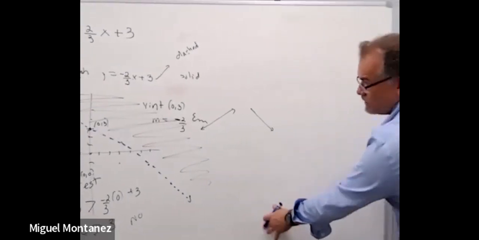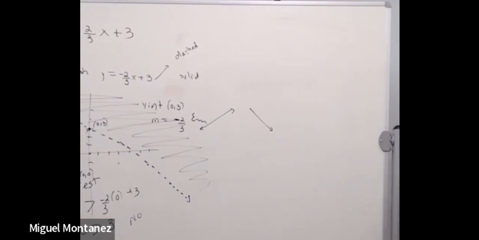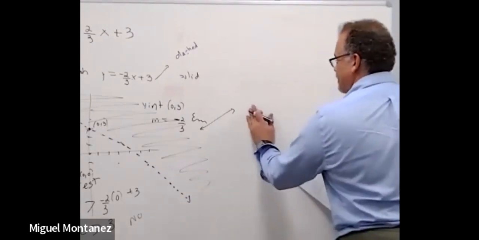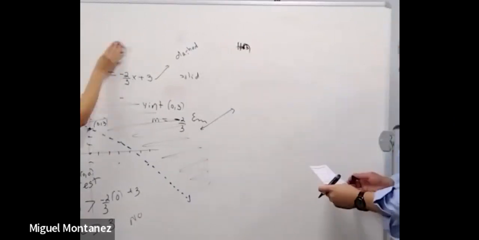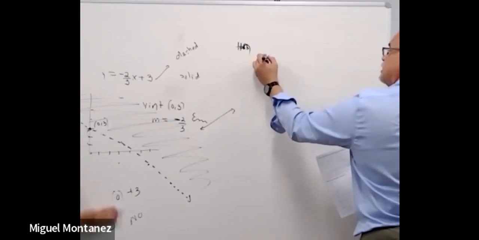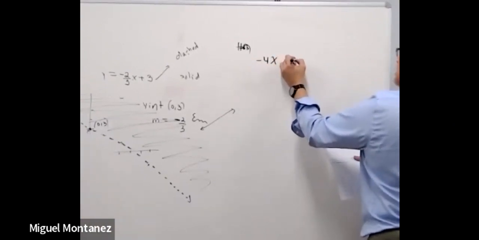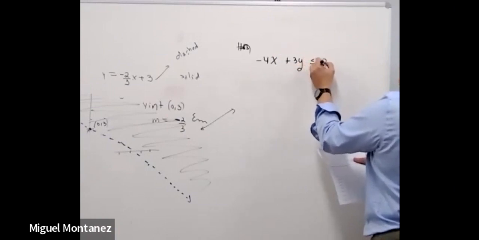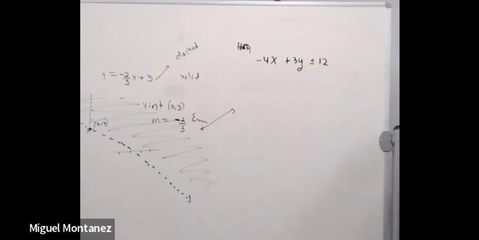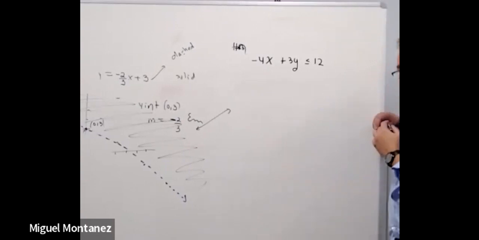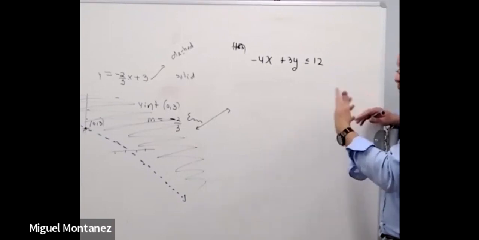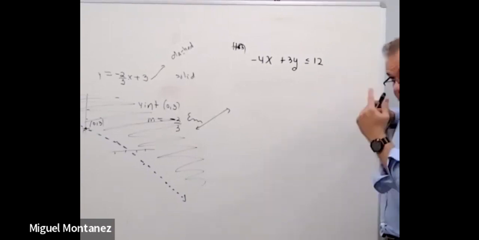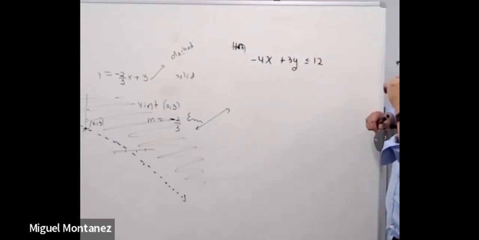So let's try number 53. Then we can practice different ways of graphing the line. So number 53, we have the following: negative 4x plus 3y less than or equal to 12. So that's the inequality. Of course, if it's an inequality, the whole idea is to graph the boundary line so we can split the plane in two sides. And then the solution will be one of the two, side A or side B. So we have to graph the boundary line.